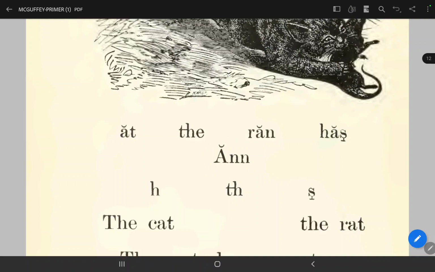Now let's move down to our elementary sounds. The first elementary sound, this is the letter H. Now this is the classical H. It says H. Whenever you see this H, say the sound H.